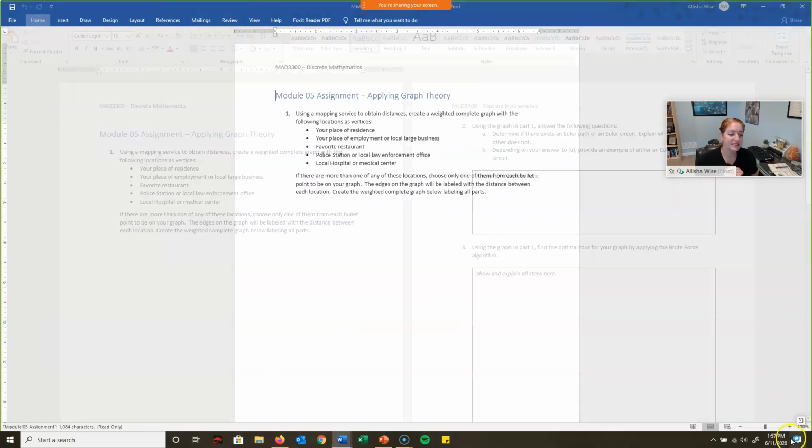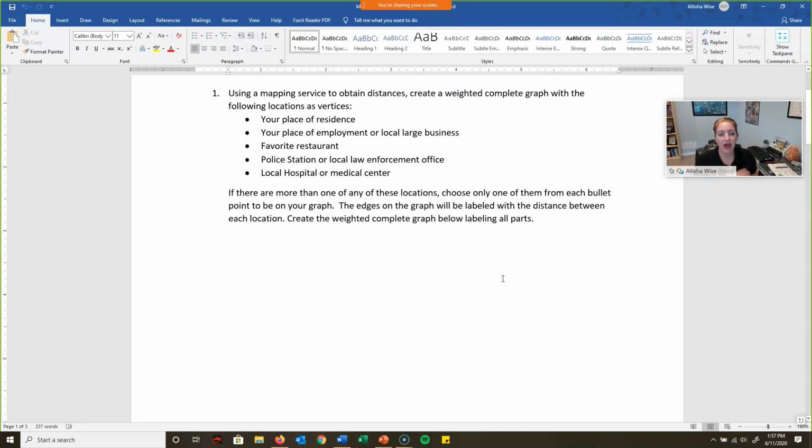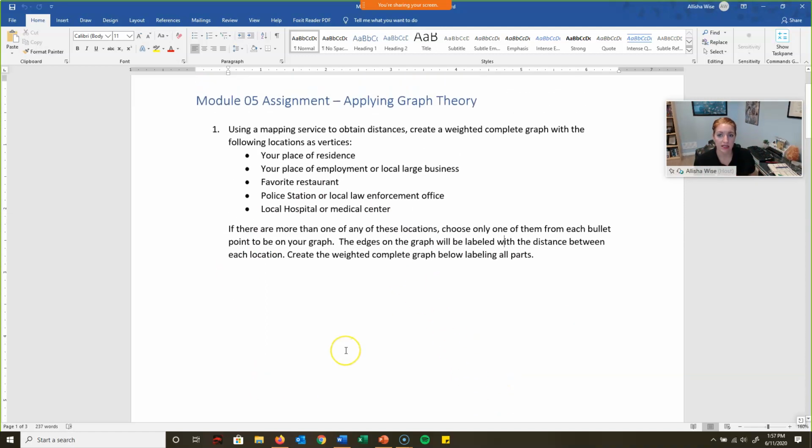Okay, so module 5 assignment. Now, to emphasize something, I really want to emphasize this. In number 1, you have to create a weighted complete graph with 5 vertices. So all of your vertices have to be connected to one another. And you have to label all of your points, and the distance has to be accurate to one decimal place, like 5.1 miles, 6.9 miles, and so forth. Okay, so try to be accurate when you're creating that graph.